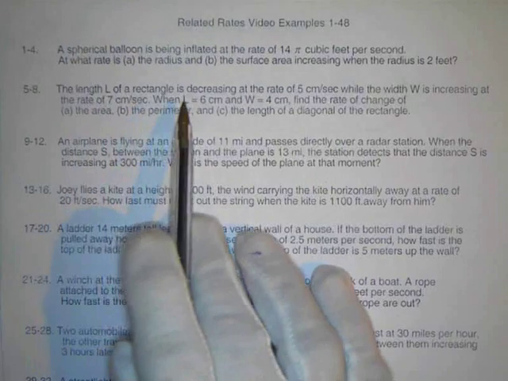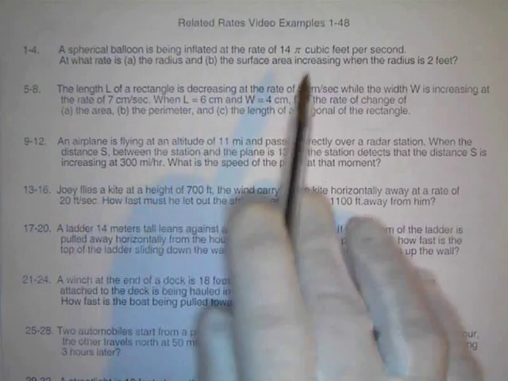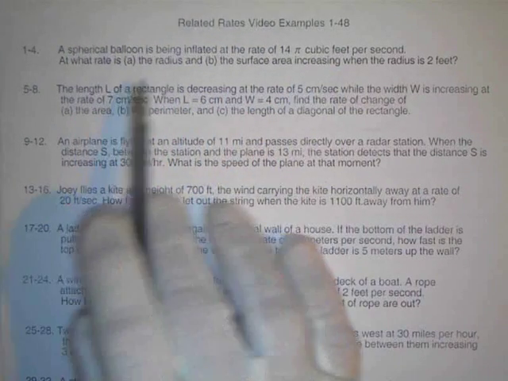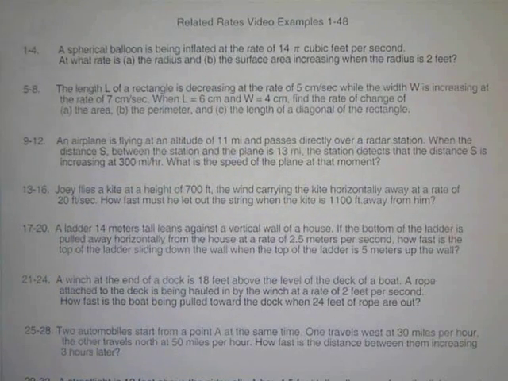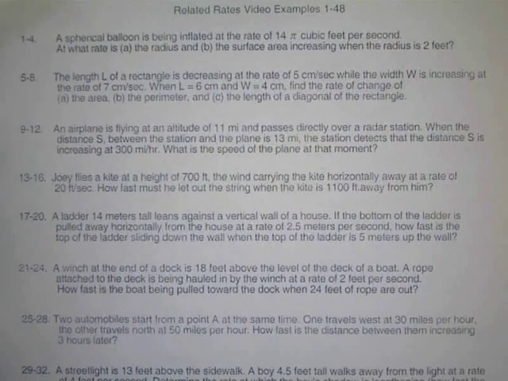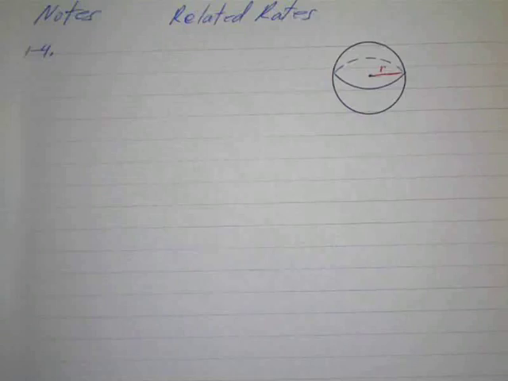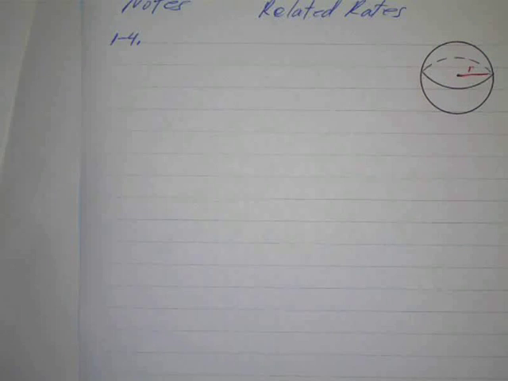Okay, a spherical balloon is being inflated at the rate of 14 pi cubic feet per second. At what rate is A the radius and B the surface area increasing when the radius is 2 feet? So again, we ask that you draw a sketch and show your work neatly. Support all your answers with work.